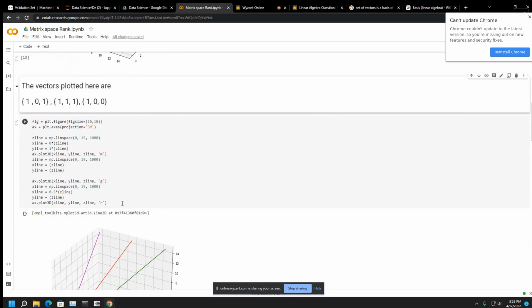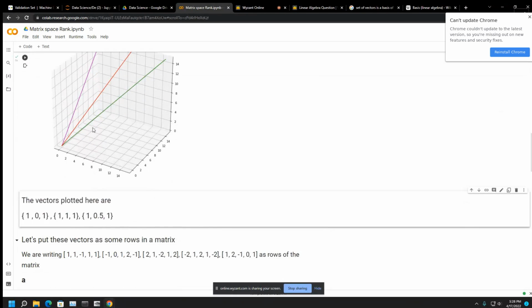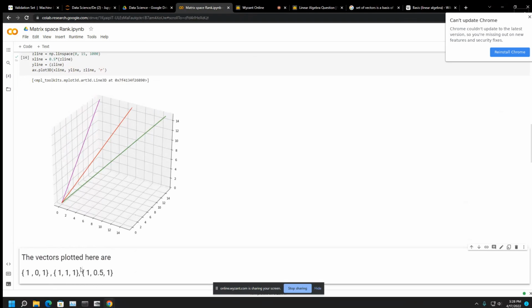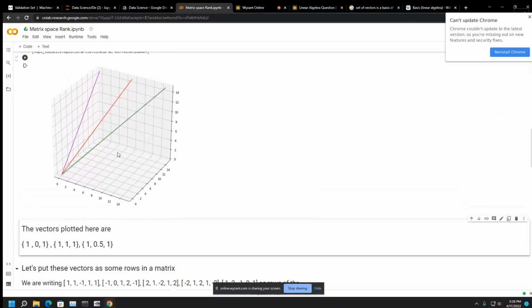But now, if you come to the next picture, these are also 3 vectors. And the 3 vectors here are 1, 0, 1, 1, 1, 1, and 1, 0.5, 1. As you can see, these 3 vectors look like they're on the same plane, which they are. So now you can't explain a 3-dimensional space with these 3 vectors because they are not linearly independent. You can only explain a 2-dimensional space with these.